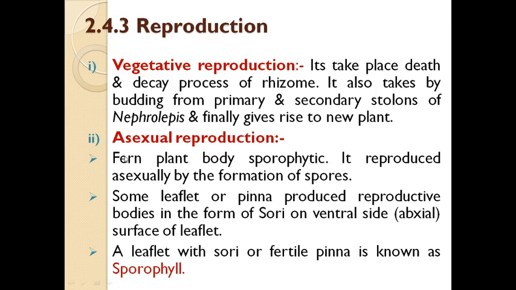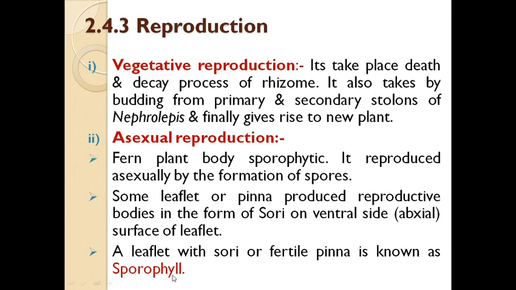Then students, I am focusing on asexual reproduction. The fern plant is a sporophyte. It is a diploid sporophytic plant, and it reproduces asexually by the formation of spores. At maturity, some of the leaflets or pinnae produce reproductive bodies on the ventral side, that means the abaxial surface of the leaflet. Such a leaflet with sori, or the fertile pinna, is known as a sporophyll.